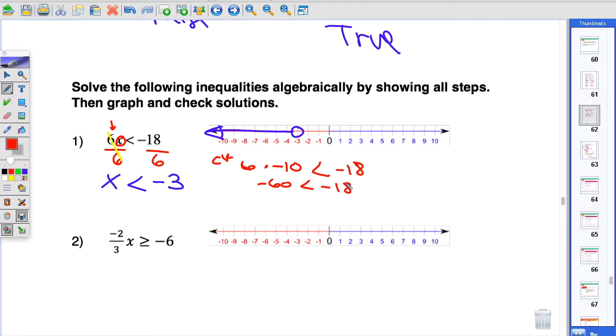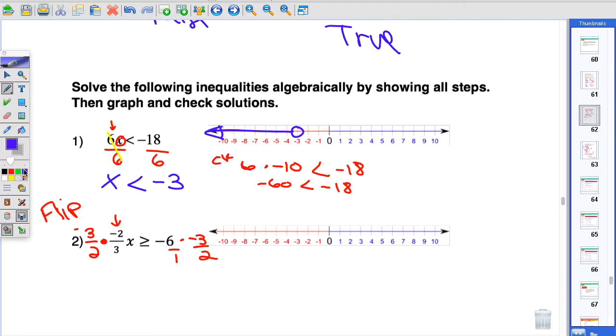Number 2, we have -2/3 x greater than or equal to -6. So on your variable side, there is a negative. So that means we're going to have to flip your inequality sign around. We need to reverse it, but we're going to do that in the last step. So first we're going to multiply both sides by the reciprocal because it's a fraction. What we do to one side, we have to do to the other.